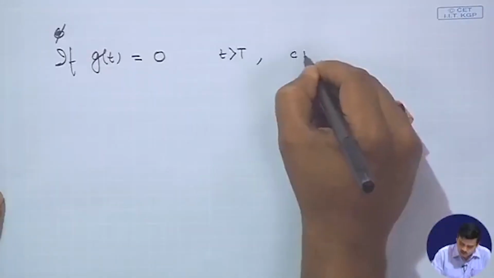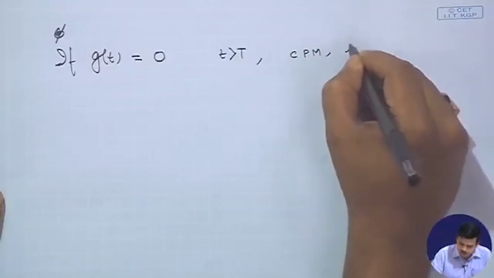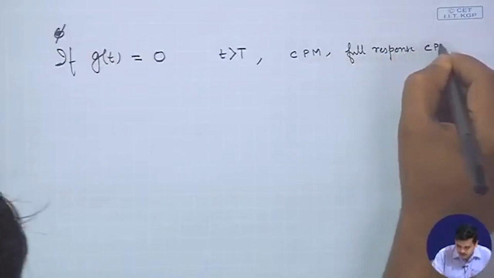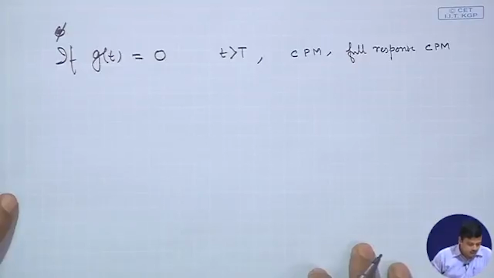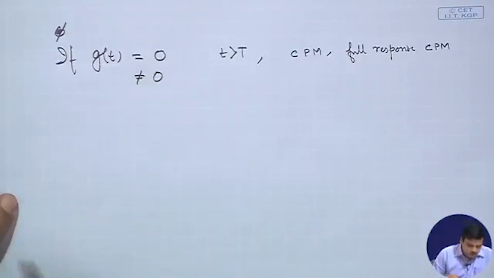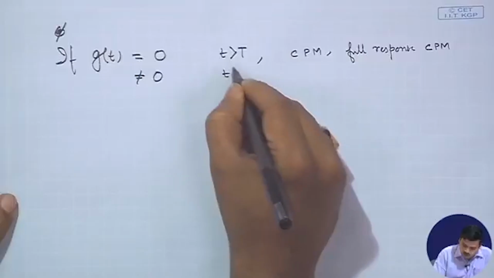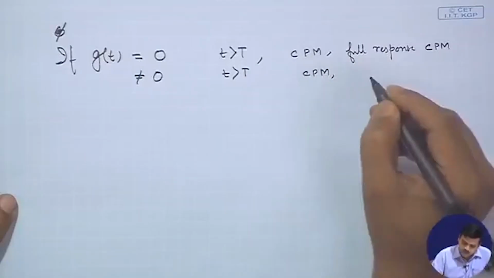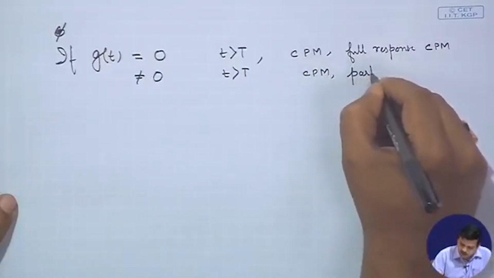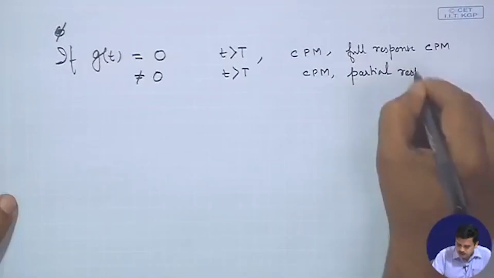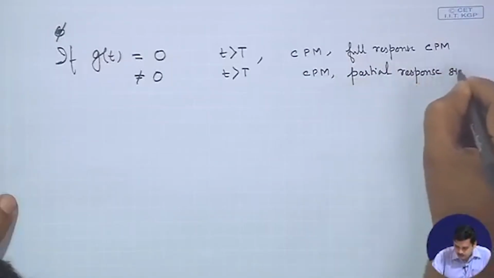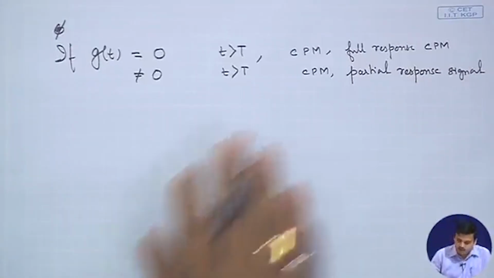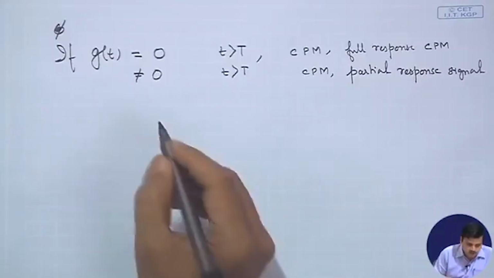We would call this a continuous phase modulated signal, which is a full response CPM signal. And if g of t is not equal to 0 for t greater than capital T, we would call it a continuous phase modulated signal, but it is a partial response signal, right. And things would be a bit clearer if we look at some of the waveforms.